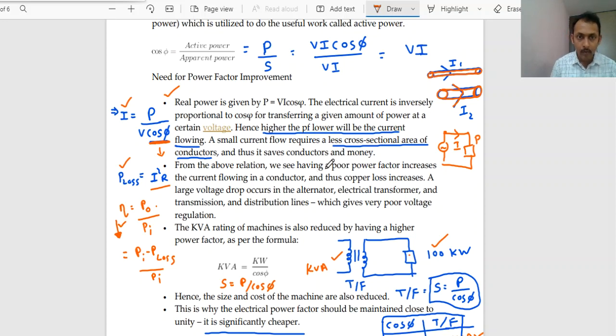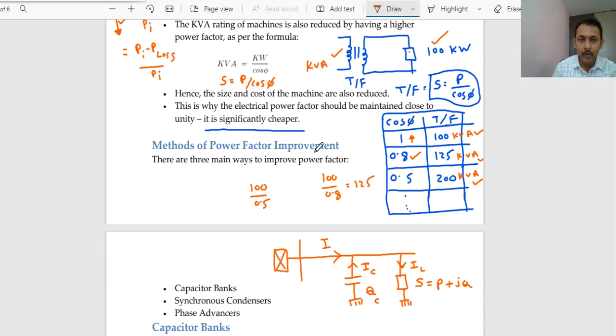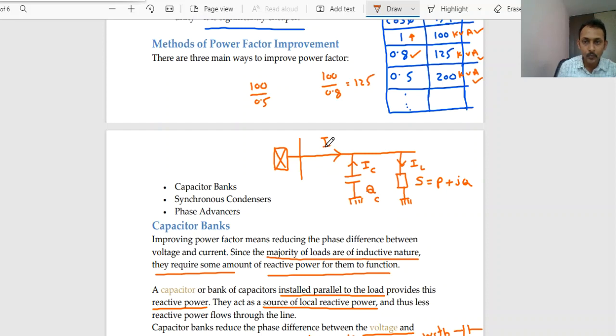In order to overcome all these things, it is very important to maintain the power factor. The ideal case is unity. If the power factor cos phi is equal to 1, then this is the best one. But practically, maintaining exactly 1 will be difficult.